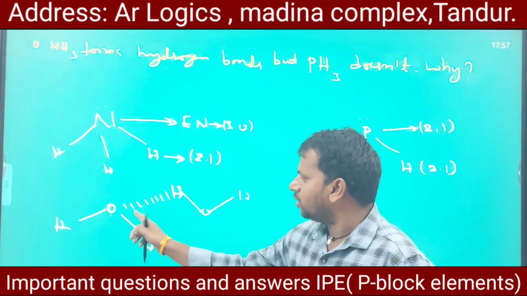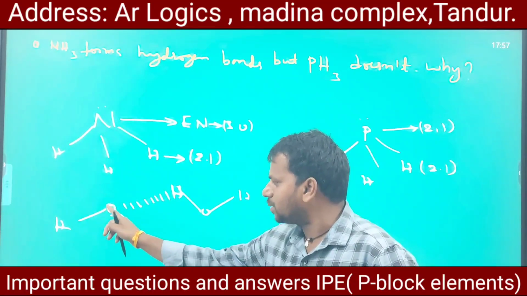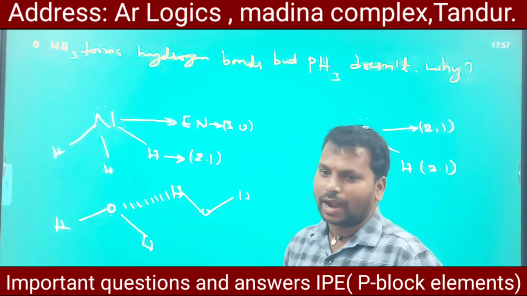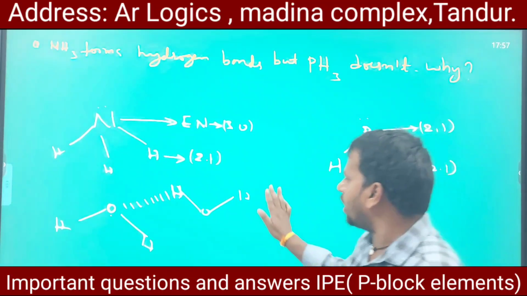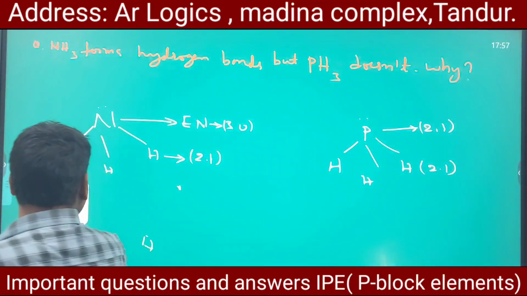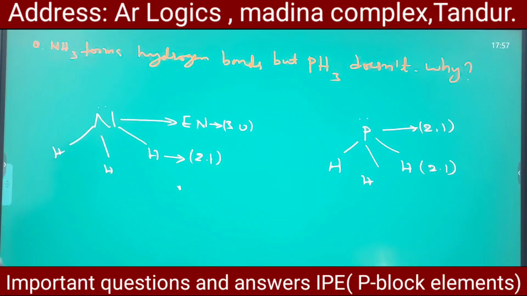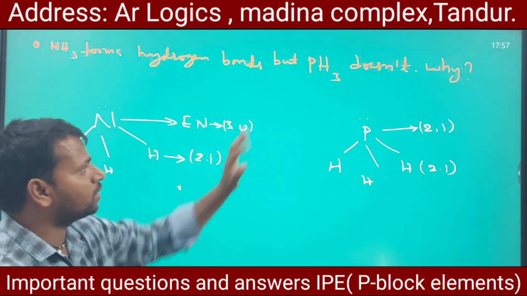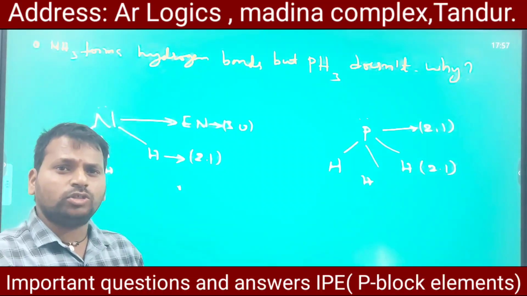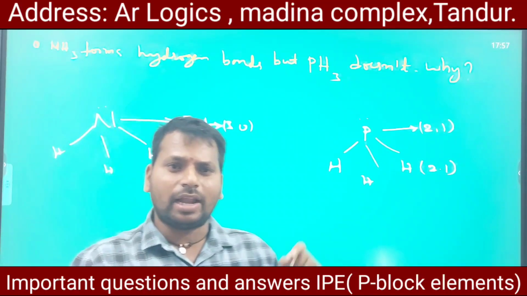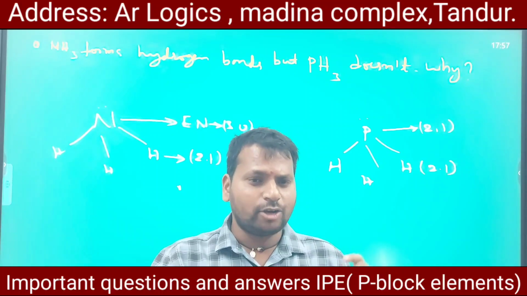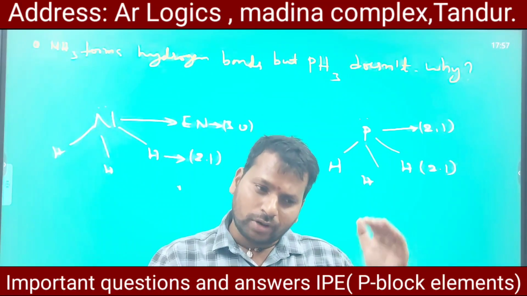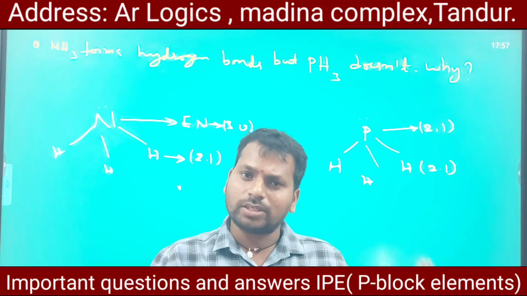Hydrogen bonding is nothing but the bond which is present between a highly electronegative atom and hydrogen. Now, as per hydrogen bonding, NH3 forms hydrogen bonds but PH3 does not. Why? Hydrogen bonding is decided by electronegativity. If the electronegativity is high, the hydrogen bond is strong. If the electronegativity is low, the hydrogen bond is weaker.